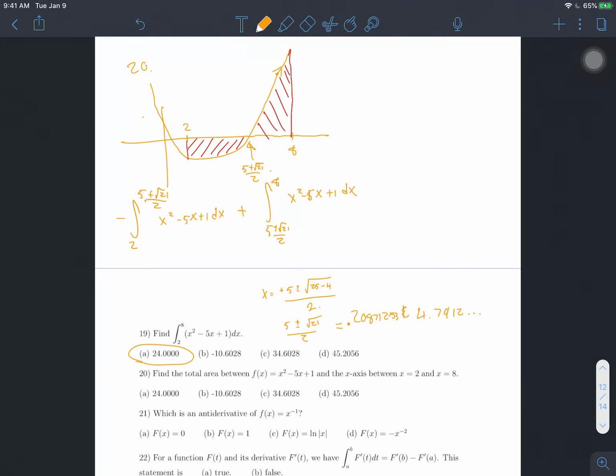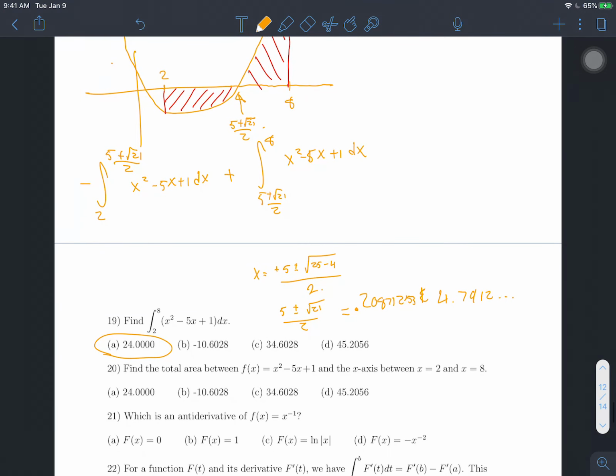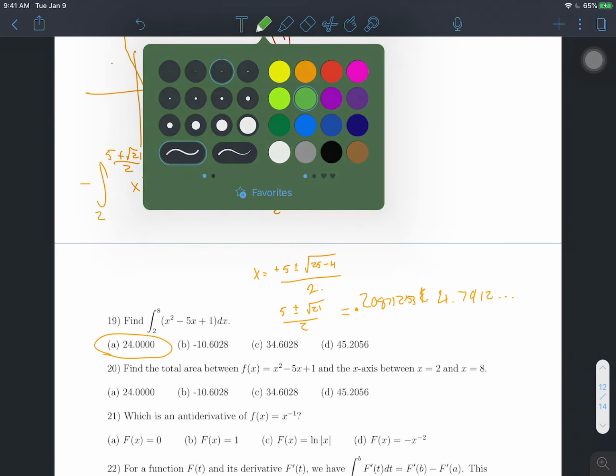X squared minus 5x plus 1 dx plus integral from that number to 8 of the same function. Let's see what we get. Okay, so if you go through and use the fundamental theorem of calculus on both of these integrals and add up their numbers, you will get d.